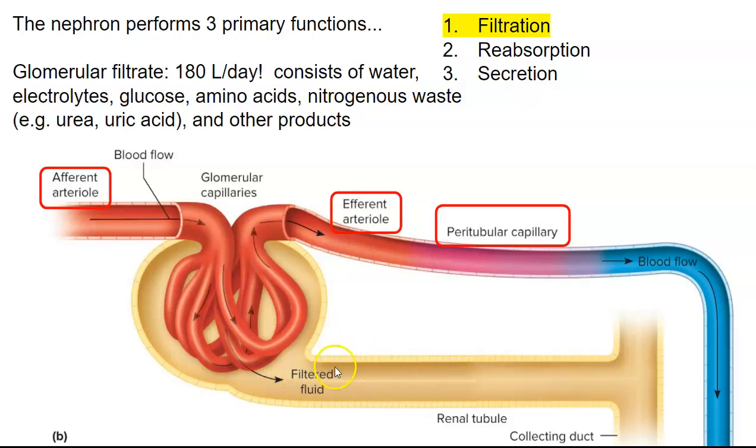Remember, there's the proximal convoluted tubule, there would be the nephron loop, and then the distal convoluted tubule, and then the collecting duct. So this is just a simplified linear version, but it would be all twisted and convoluted.